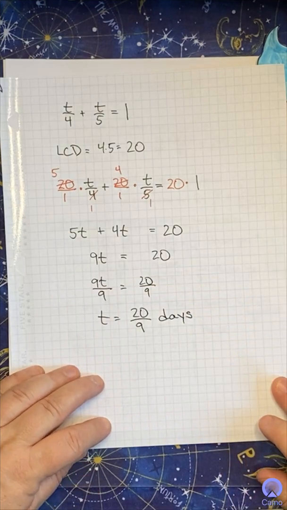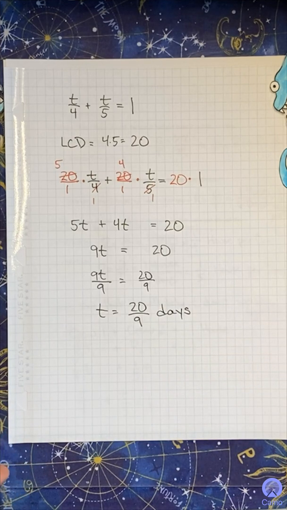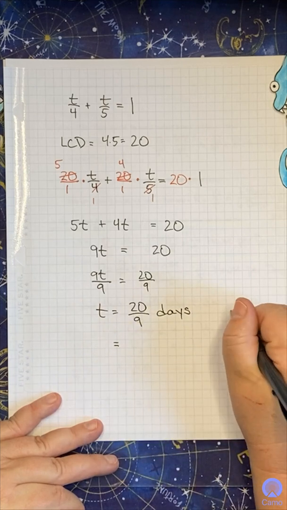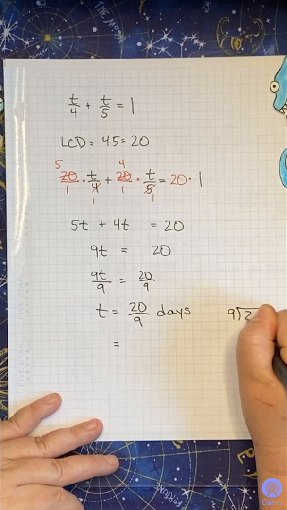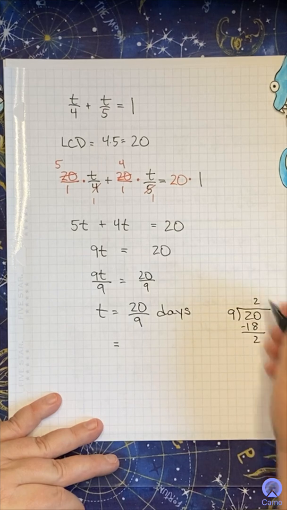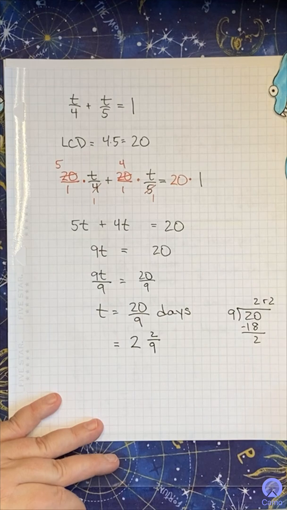Now's where a calculator comes in handy, because if you were trying to get a job and you were bidding and you said it's going to take us 20/9 days, the person would be like, yeah, I'll call you. Don't bother calling me. So what can we do? Well, we can convert it to a mixed number. Remember, you do the 9 into the 20. 9 goes into 20 2 times. That makes 18. And there's a remainder of 2. So we get 2 days with a remainder of 2/9.